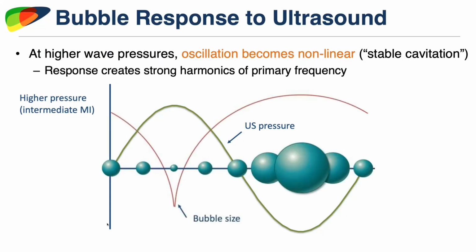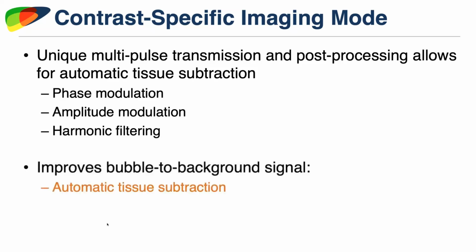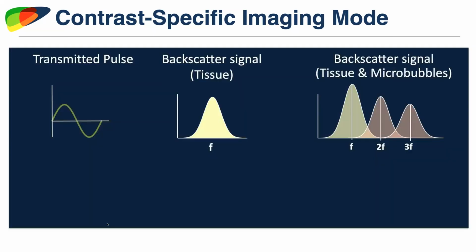At slightly higher pulse pressures, this oscillation of the bubble, the contraction and rarefaction, becomes non-linear. The degree of rarefaction is out of proportion to the amount that it was compressed. This is called stable cavitation, and this nonlinear bubble response produces strong harmonics to the primary frequency. And so then we can design a contrast-specific imaging mode that takes advantage of the signal differences between the background tissues and the bubbles, and use techniques such as phase modulation, amplitude modulation, or harmonic filtering to basically subtract out the background signal and create almost a bubble-only image.